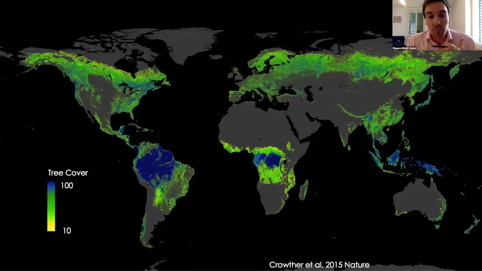So this is the map that we produced as a result of that paper in 2015 to map the planet's trees. So I guess my second question is, how many trees do we estimate there are on planet Earth?